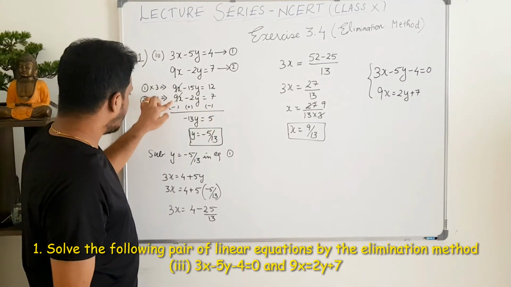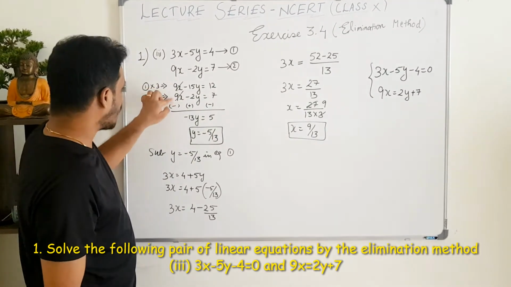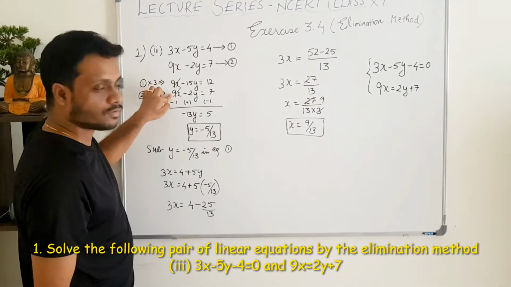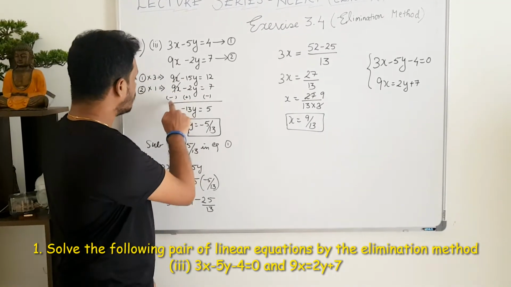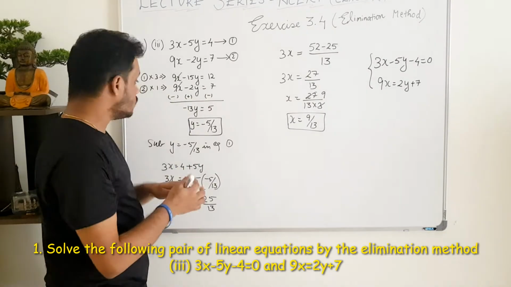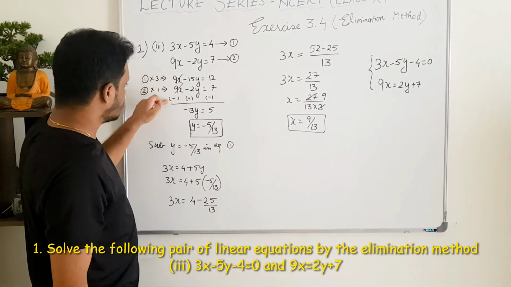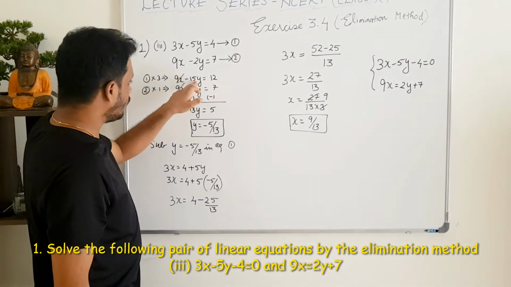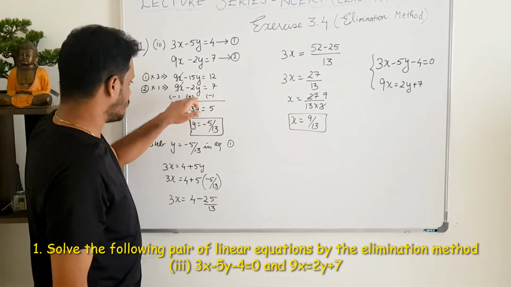I see both of them are 9x and 9x. So in order to cancel them, I need to subtract one equation from the other. So I am subtracting it. The signs of the second equation will get changed. So this will be 9x, this will be minus 9x, so they get cancelled. Now I have a minus 15y and plus 2y because of the change in sign.